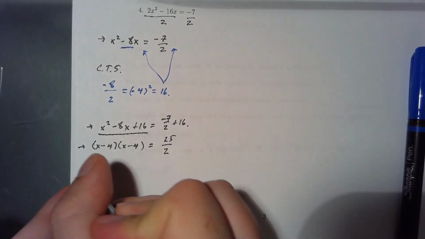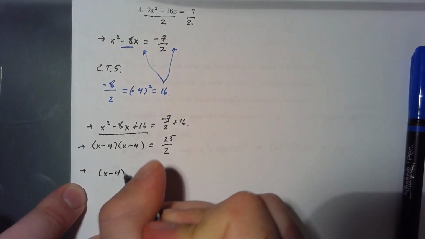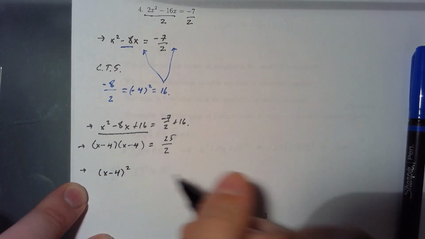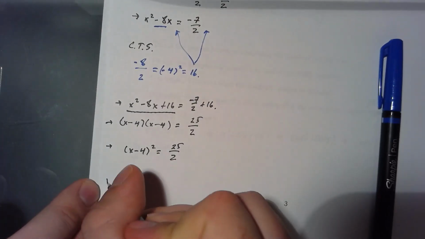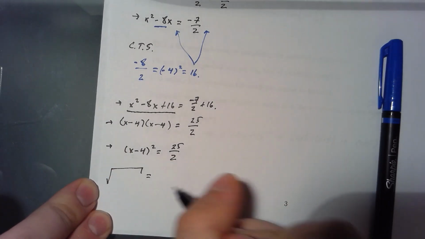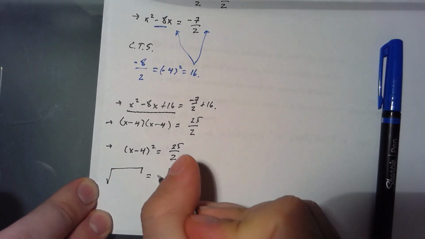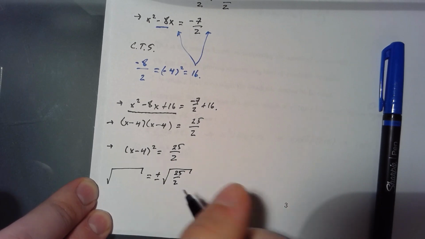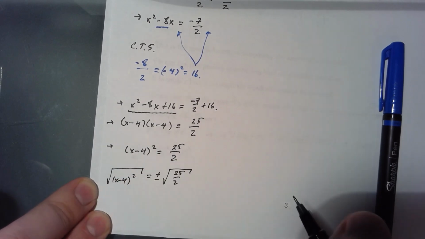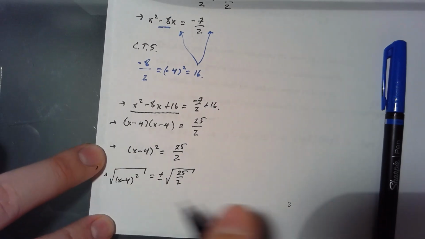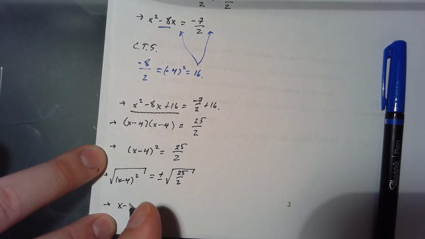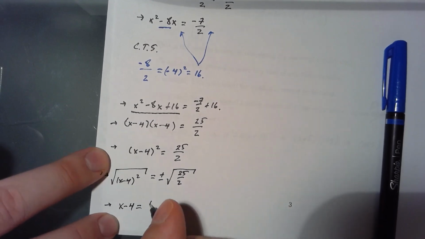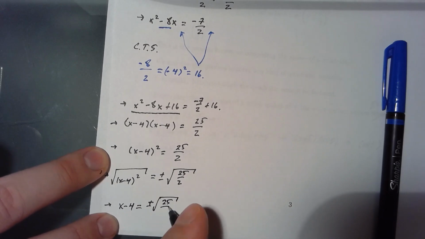Alright, so now I can write the left-hand side as x minus 4 quantity squared equals 25 over 2. And now from here, it's the same process. Take the square root of both sides. So if I take the square root, what do I have to put out front? Plus or minus. What happens here? Root and the square cancel out. That equals plus or minus root 25 over 2.